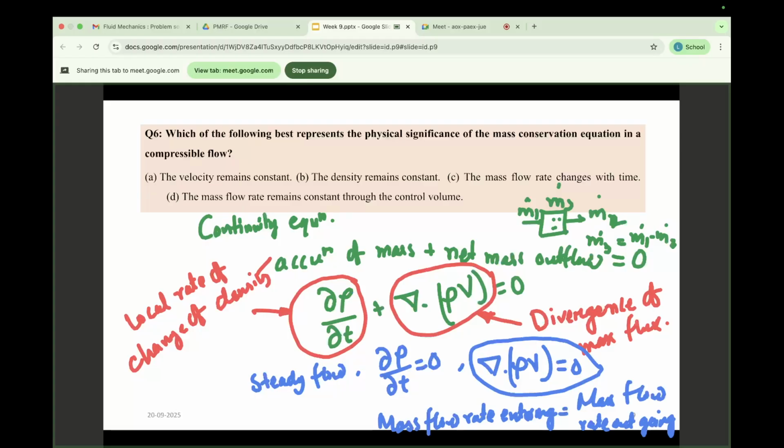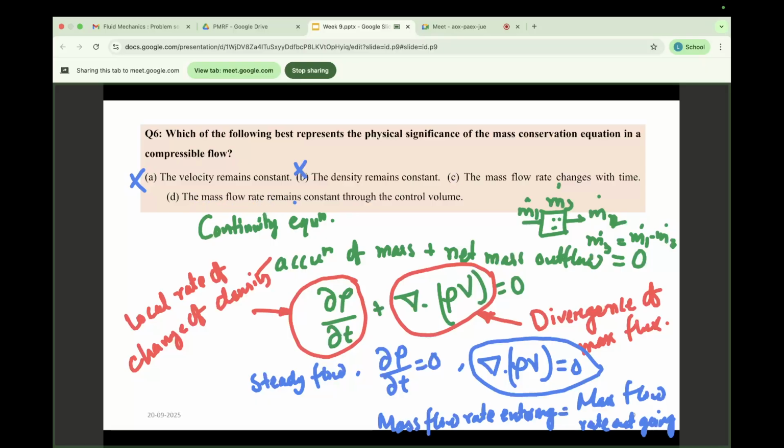Okay. So this density, this will not be the option. Say the velocity remains constant. So we can't say anything about this velocity. Also, this density is not constant because it is compressible flow. The mass flow rate changes with time. That is an impartial statement. So we can't say anything right now.